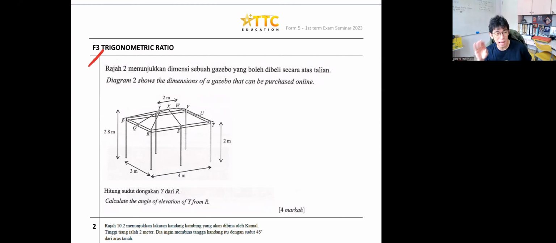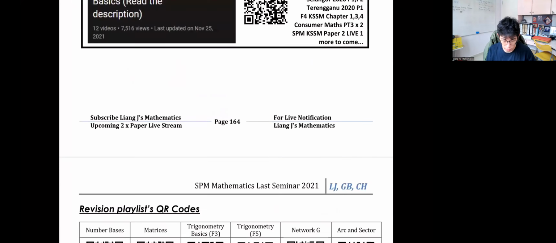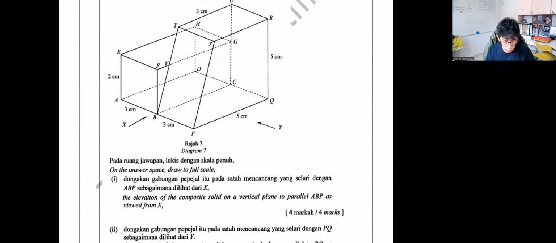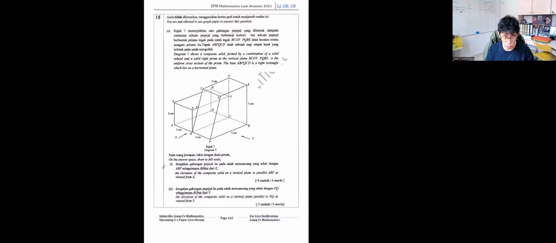what is plan and elevation? Do you still recall what is plan and elevation? Plan and elevation, okay, I'll show you the question. See, I show you the question. It's something like this. There. This is plan and elevation.